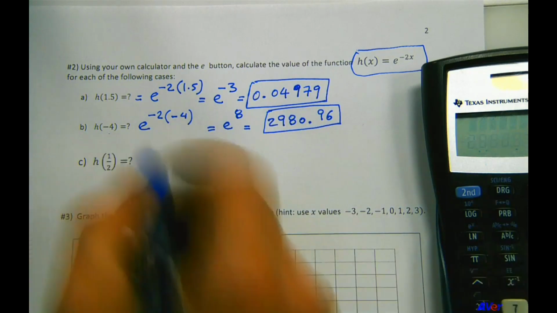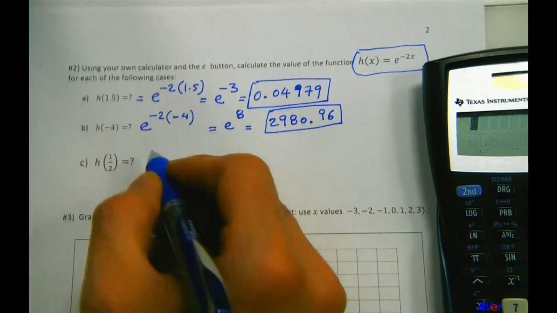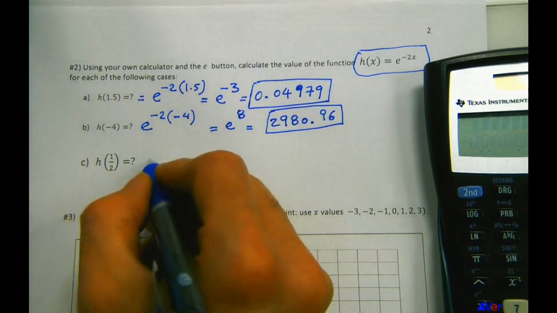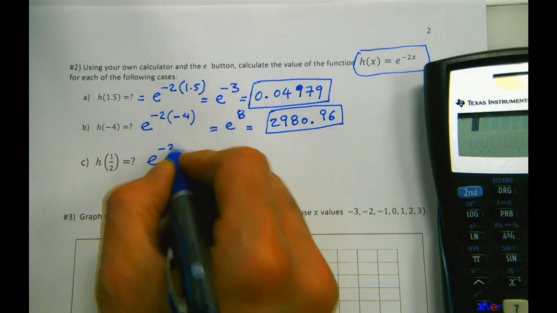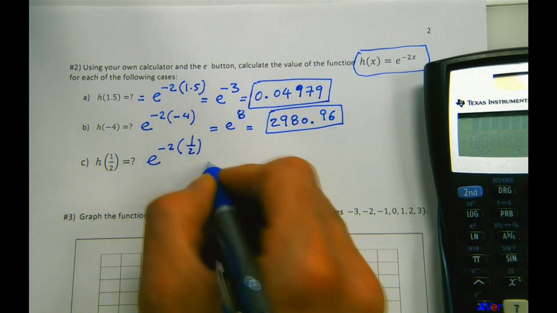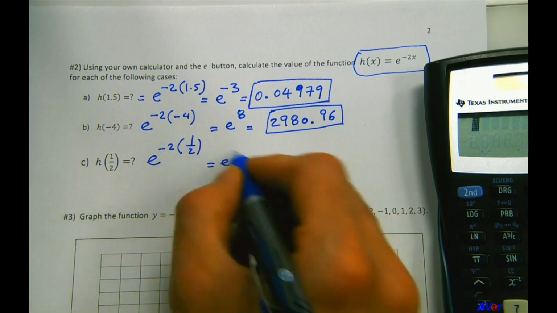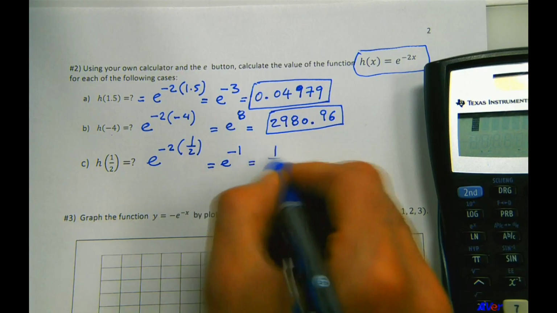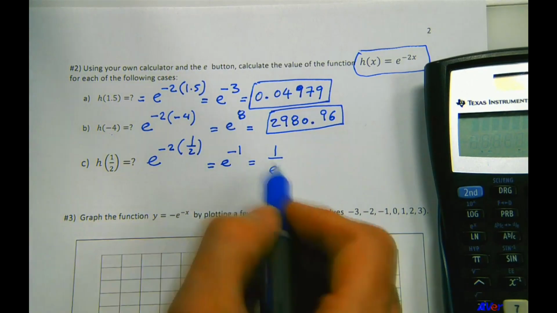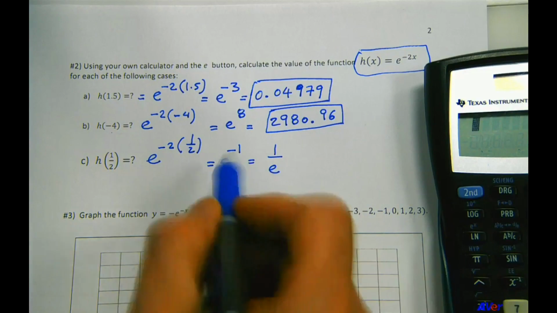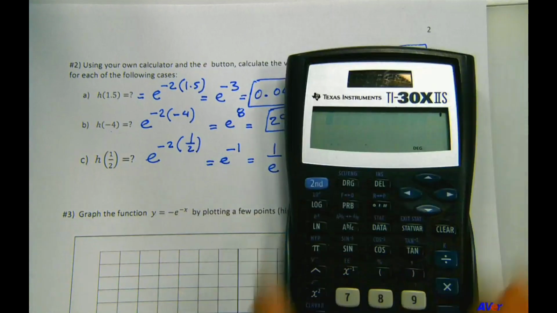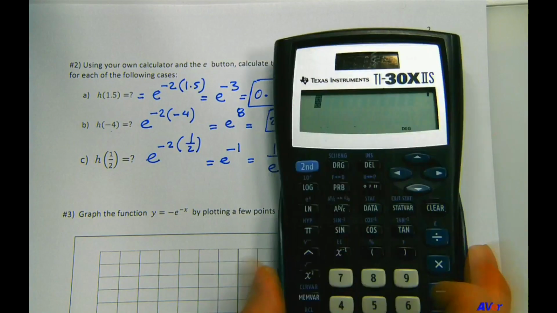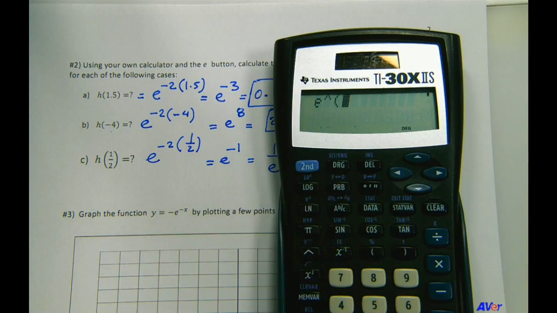Okay, and the last one is 1/2. So this will be e to -2 times 1/2, or -1, or this is 1/e, right? This is the same thing as 1/e with a positive power. But let's calculate e to -1 power. See what we get in decimal terms. Okay? So I'm going to activate the E button again. This time I'm going to enter -1 as power.